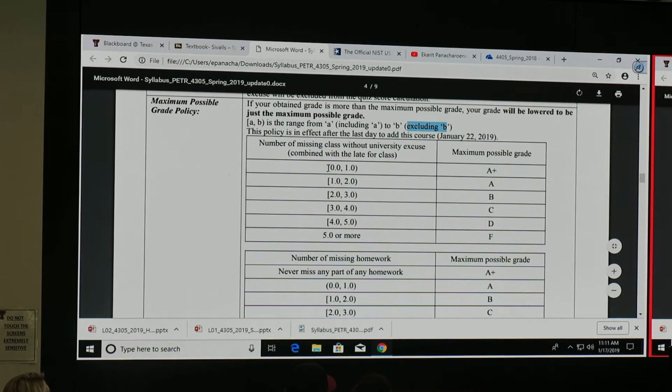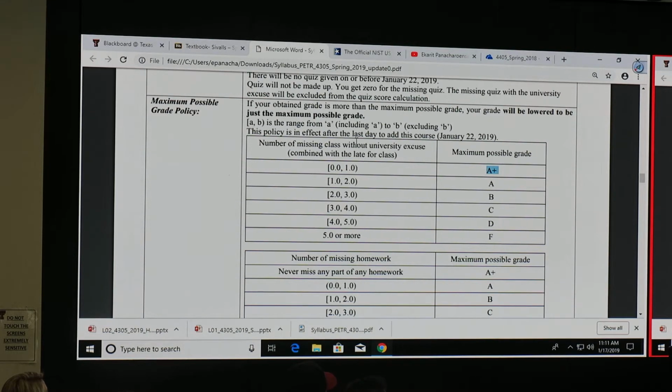This means the number of missing classes without university excuses. If you miss 0 times, or less than 1 time. If you miss 1 time, you are not eligible to get A plus. If you are late 2 times, you are eligible to get A plus. If you are late 3 times, you're not eligible to get A plus. But if you have a university excuse, you can miss as many as you want, provided that you do the report. If you don't do the report, it counts toward this penalty.